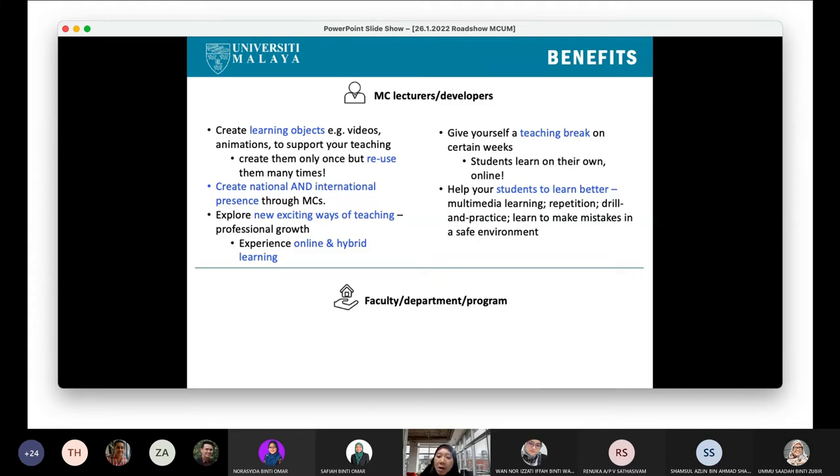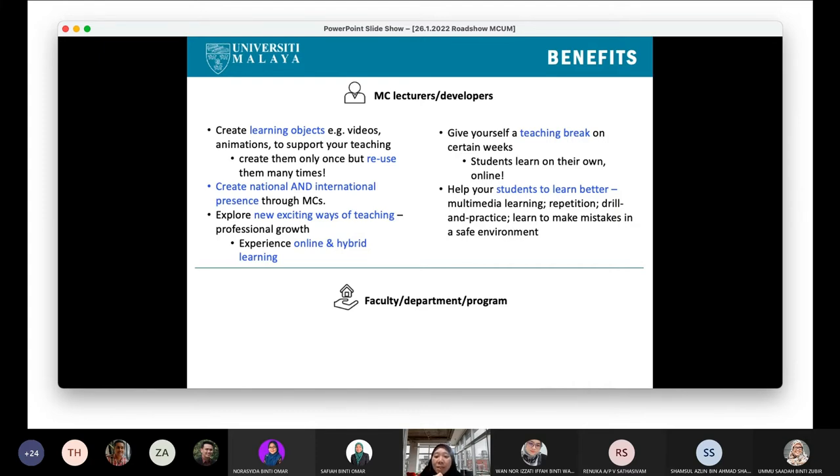Especially if you are teaching courses that are very technical, hard for students to remember, they need some visuals to help them learn better. They can learn better using the micro-credential course because of the learning objects that we have created with you. They can learn through multimedia, repetition, drill and practice. Because they are learning on their own, if they don't understand the concept, they can just press the button to rewind or move forward. They have control of their own learning.